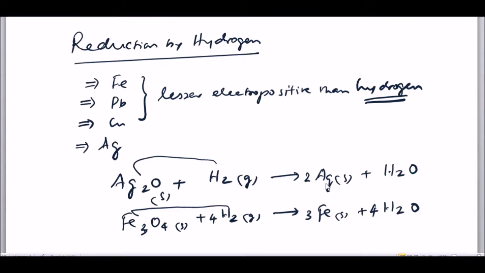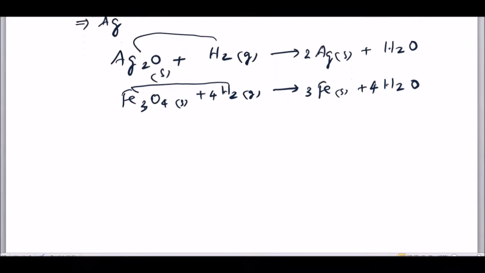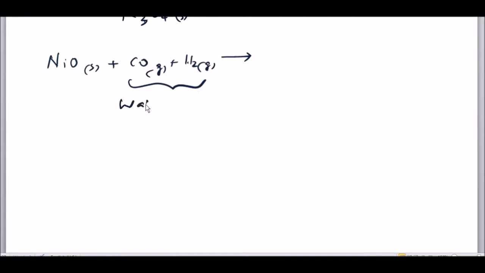Sometimes a mixture of reducing agents can be used. One such case is this. You see, nickel oxide in the form of solid is reduced by using carbon monoxide gas and hydrogen gas. This combination is simply called water gas. It is the reducing agent.